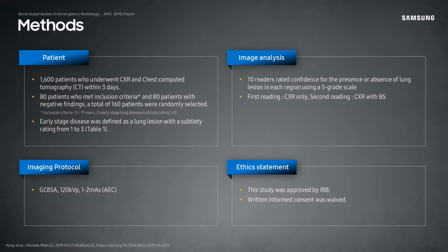For this study, 160 patients were randomly selected from a pool of 1,600 patients who had undergone chest X-ray and chest CT within 3 days. Of the 160 patients, 80 patients met inclusion criteria in that they were older than 19 years of age and had early-stage lung disease with a subtlety rating of 1 to 3. The other 80 patients had negative findings.